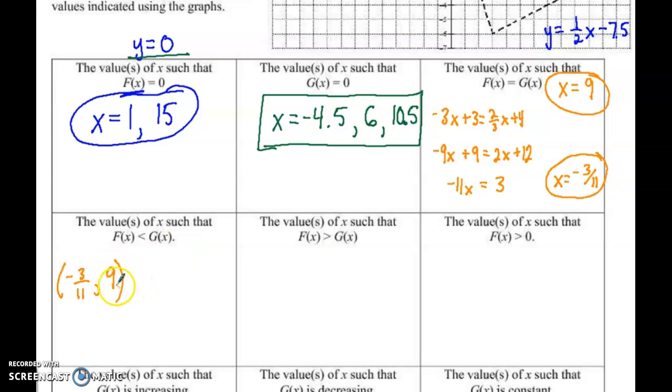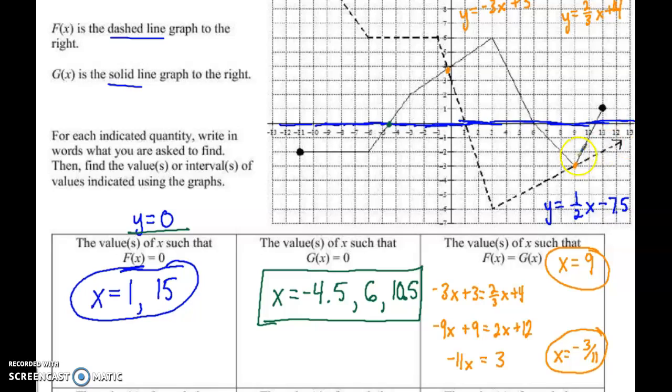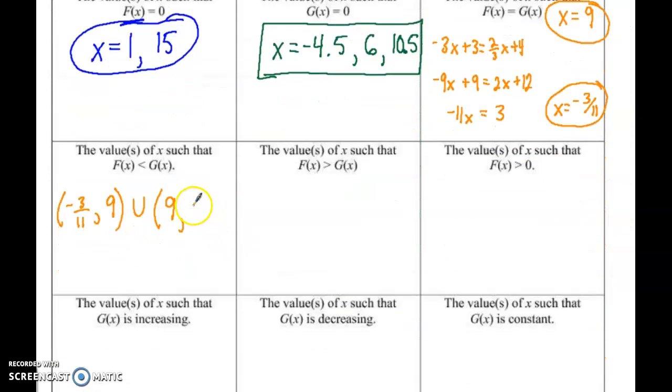Because I don't want to include 9, I have to write it in interval notation this way. And then from 9, now be careful, because we can only say it's below for as long as both functions are defined. So they stop being defined at 11. Even though f goes on forever, g stops. So we have to stop at 11, and we're going to put a bracket there because they're both defined there.